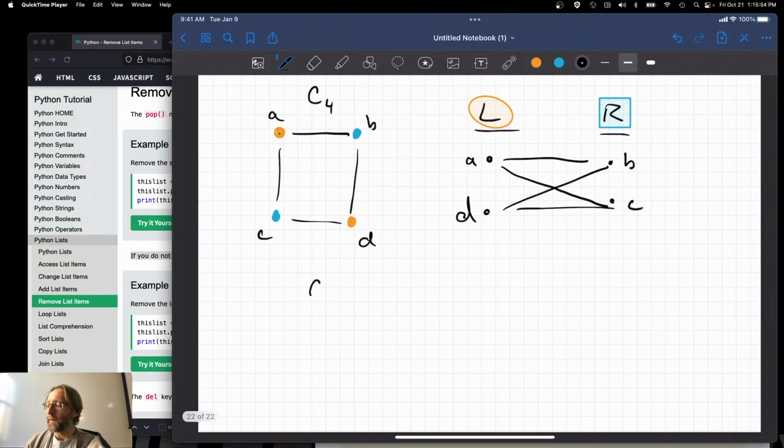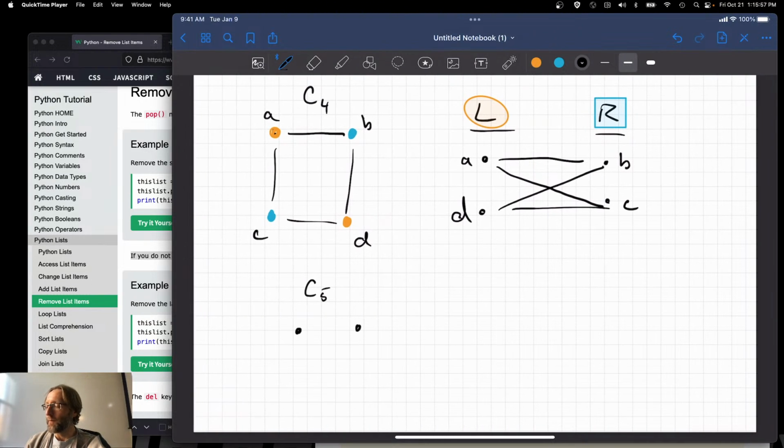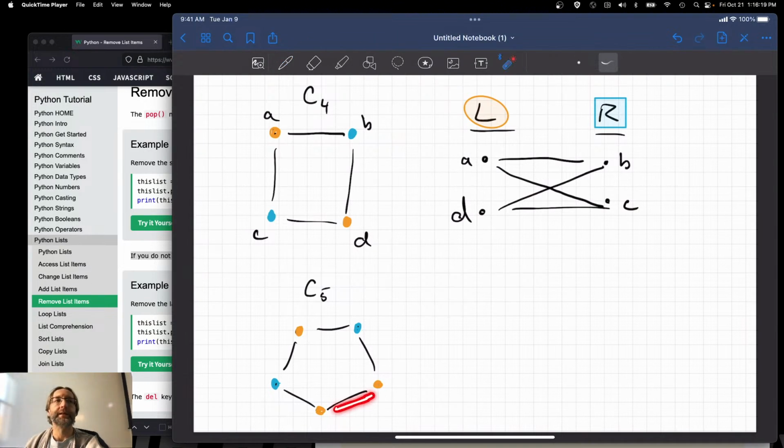Let me write one more graph here, a C5. That's going to be a cycle graph on 5 vertices. Let's try the same trick. I'll start at an arbitrary vertex and color it gold. I have to color its neighbors blue. The blue ones, I have to color its neighbors gold. What do we have in this case? We have gold connecting to gold. What can you say about this then? It's not bipartite. This is bipartite.